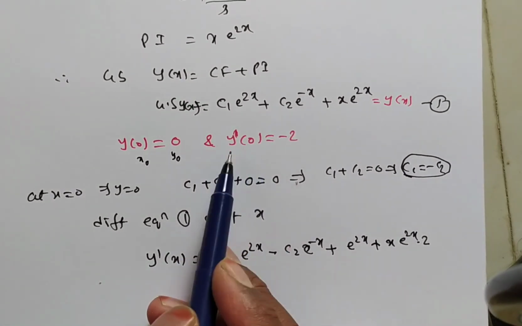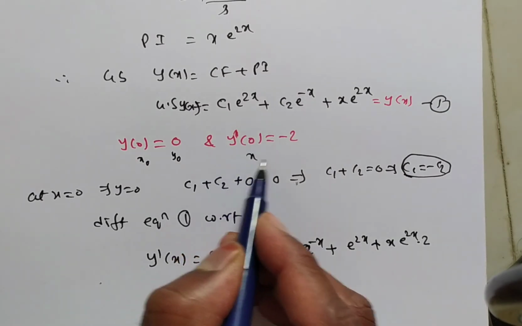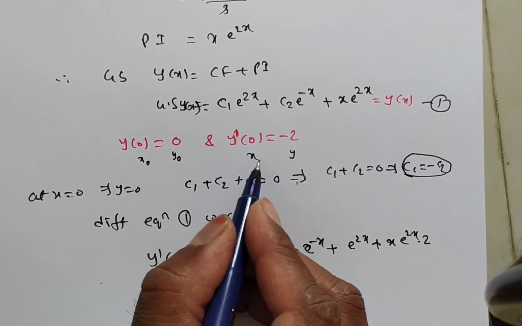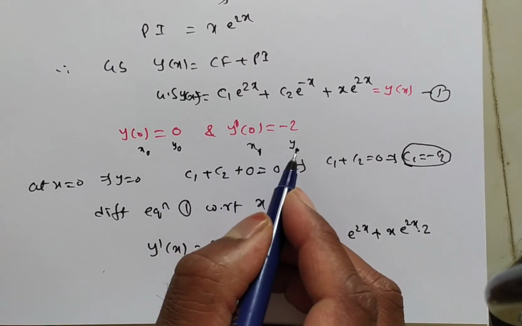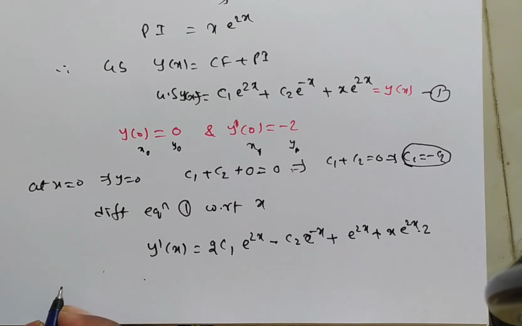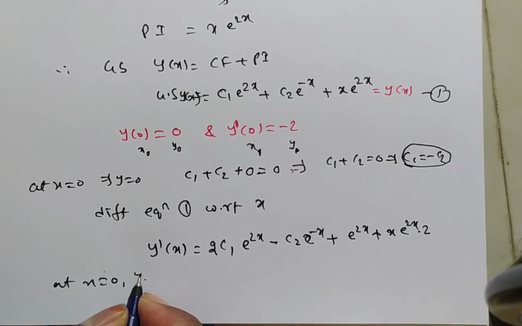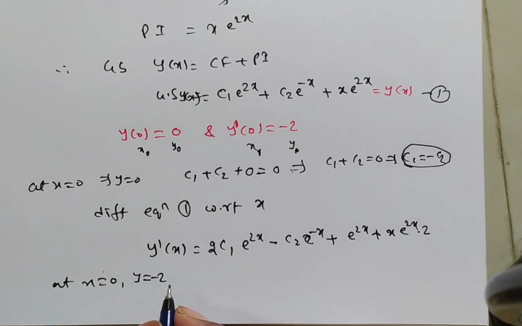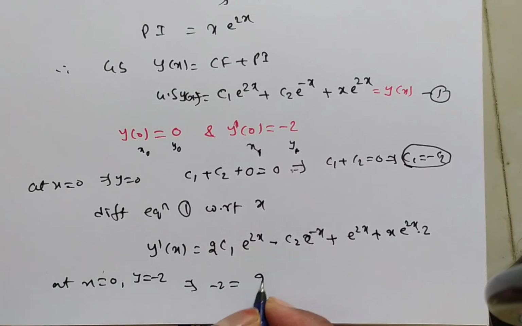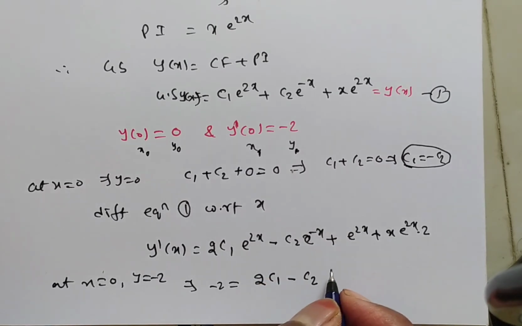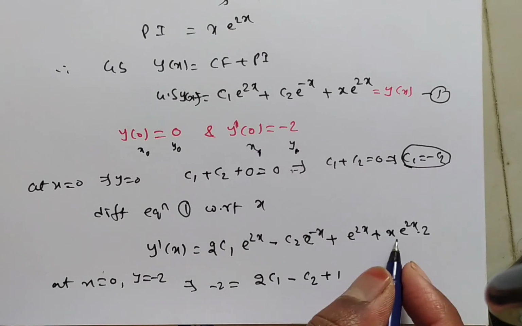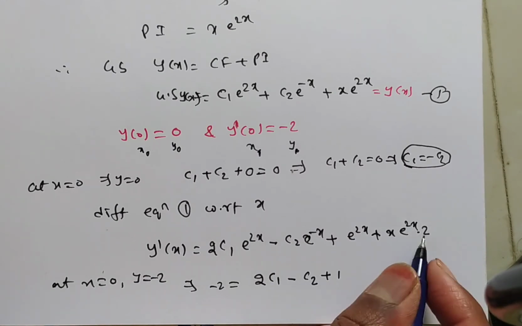Now again, what is the second condition we have? At x is equal to 0, y dash is equal to minus 2. You consider this as x0 and this as y0. Or if you consider this as x1 and y1 also, not an issue. Now at x is equal to 0, y dash is equal to minus 2, we have to substitute. That implies at x is equal to 0, y dash of 0 is minus 2, which is equal to 2 c1, this is e power 0, 1, minus c2 into e power 0, that is c2 into 1, plus e power 0 is nothing but 1. What about this last value? x is there, so 0 into this entire term is 0.